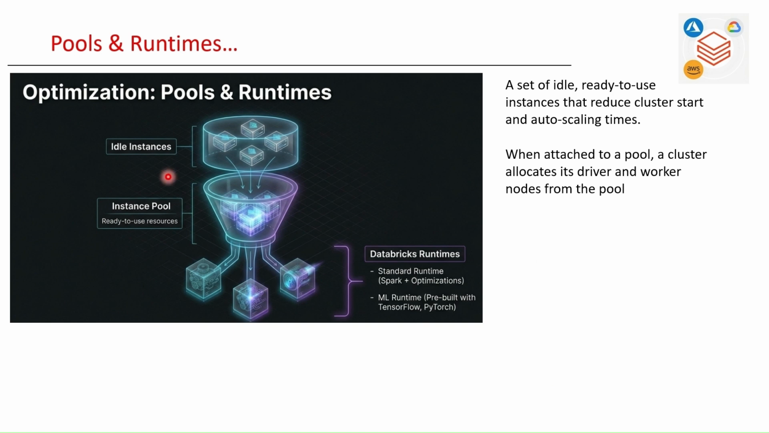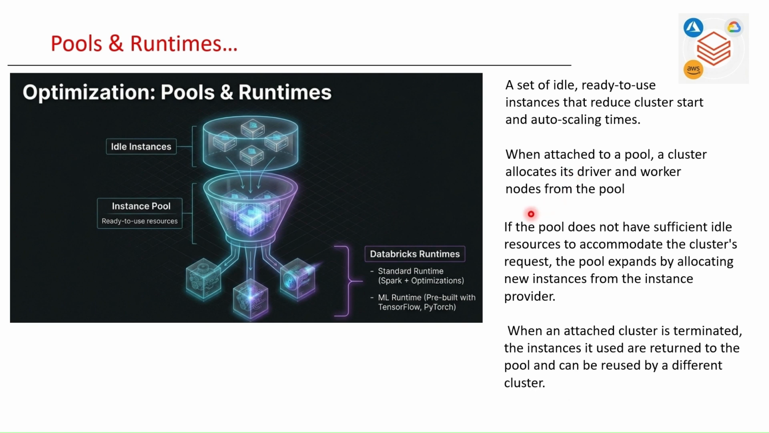So, pools are a set of idle instances. They're ready-to-use instances that reduce cluster start and auto scaling times. When attached to a pool, a cluster allocates its driver and worker nodes from the pool. Let's assume a pool doesn't have sufficient idle resources to accommodate the cluster's request. Okay, so here is the cluster and this is a pool. If it doesn't have enough, then the pool expands by allocating new instances from the instance provider. It tries to bring in new instances from the instance provider.